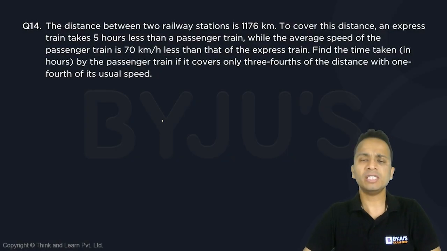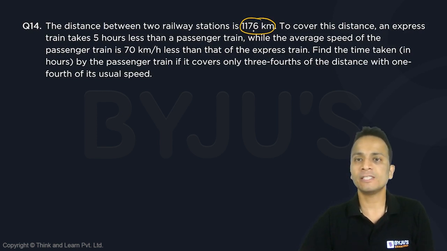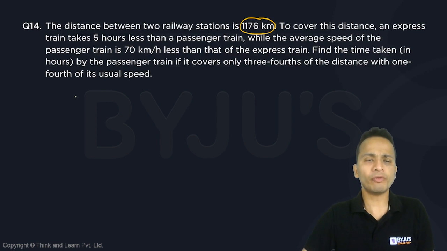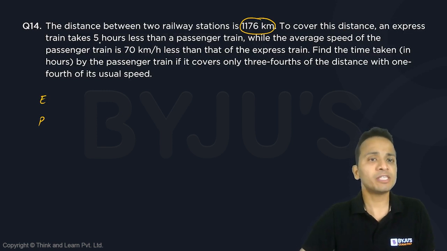Now this question number 14 is a normal question of time, speed, distance. There is nothing complex in this question. Now the total distance that the two trains are covering is given as 1176. There are two trains, express train and the passenger train. The question says that to cover this distance, express train takes 5 hours less than the passenger train.